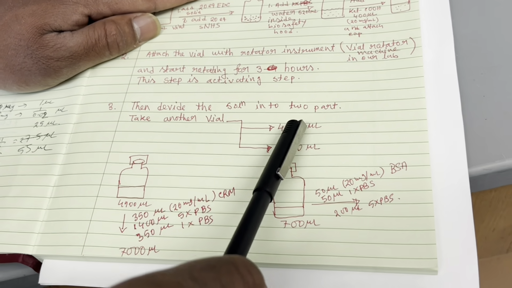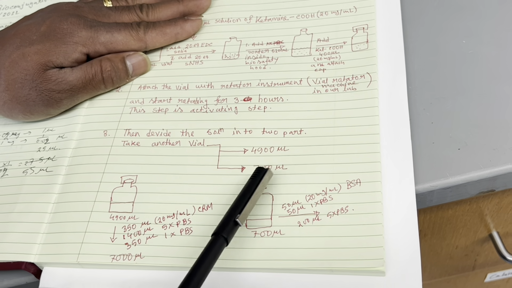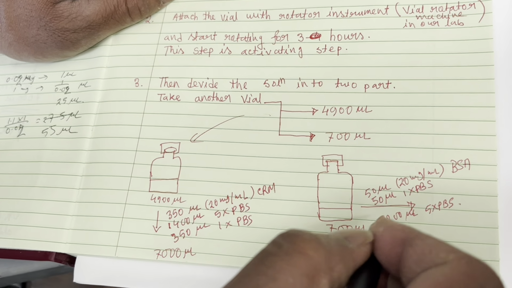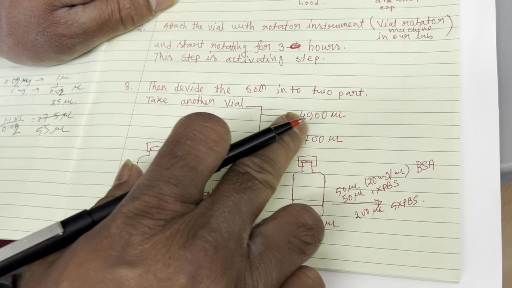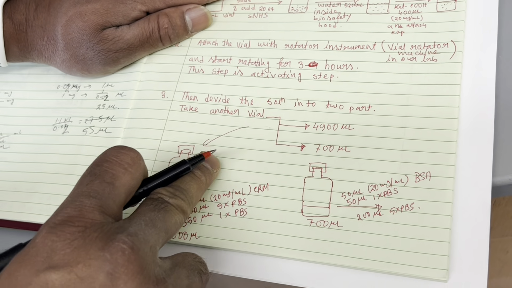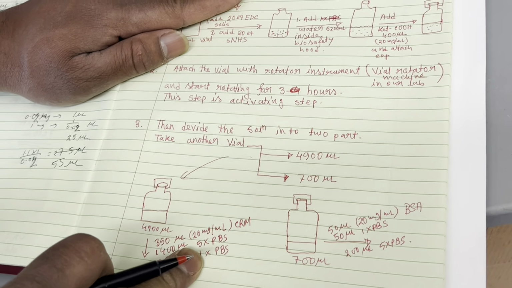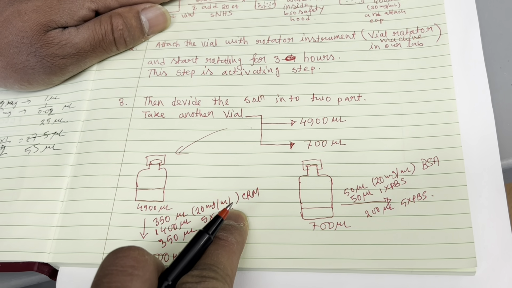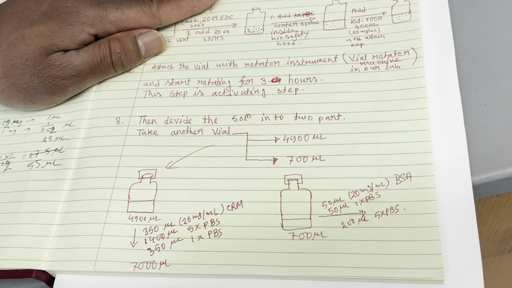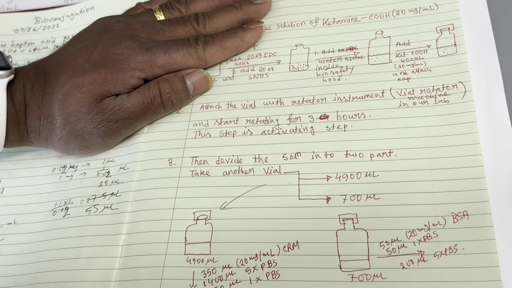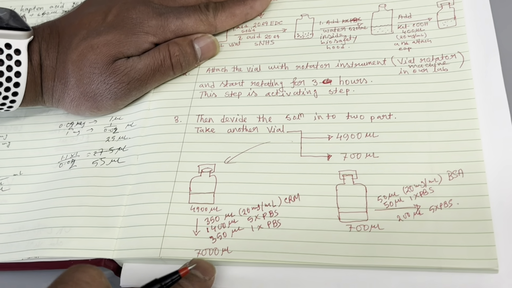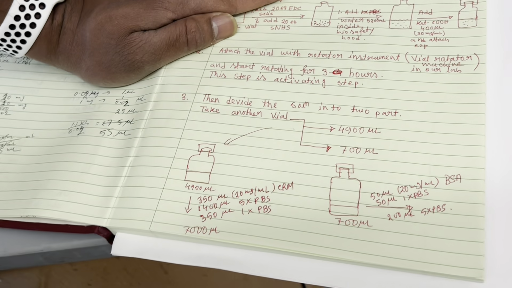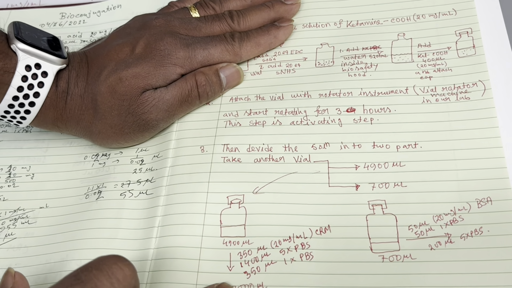Okay, I gotcha. So that's why we divided into 4900 microliter and 700 microliter. The 4900 microliter will go for the CRM conjugation and the 700 microliter will go for the BSA conjugation. Here now we are going to use the protein CRM, which is also 20 mg per ml, and that will also need to be a 1:1 ratio, right? How much do we need there? The final volume will be 7 milliliter.